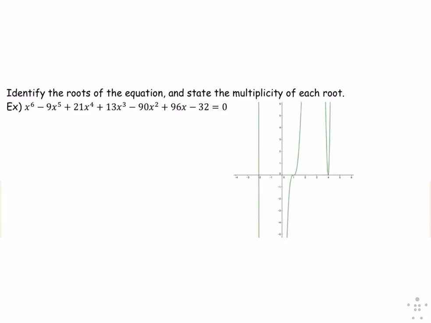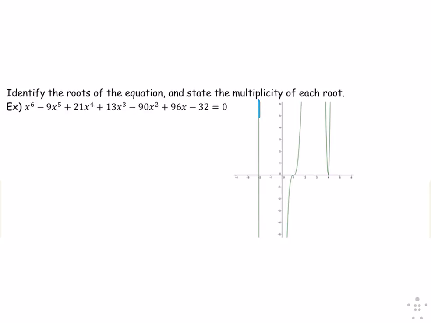So in this example, you would not have this graph. So what you would do is put this higher order polynomial into the calculator, and it will look like this. And then from that graph, you're going to figure out what the roots are and their multiplicity, so how many times they occur as a factor.